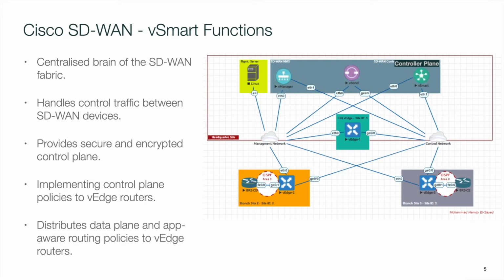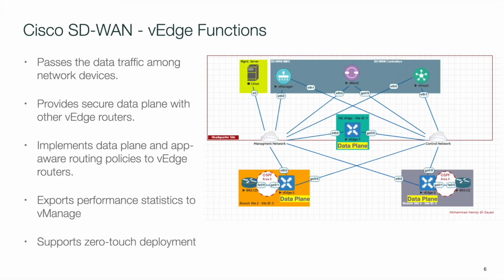vSmart functions. It provides the centralized brain of the SD-WAN fabric. It handles control traffic between SD-WAN devices, provides a secure and encrypted control plane, implements control plane policies to vEdge routers, and distributes data plane and application-aware routing policies to vEdge routers.